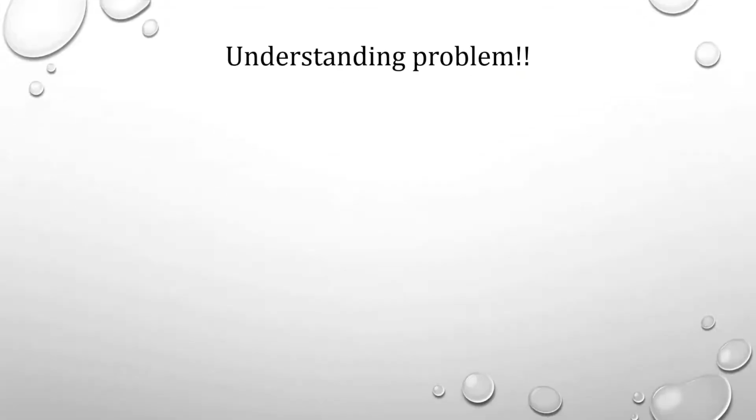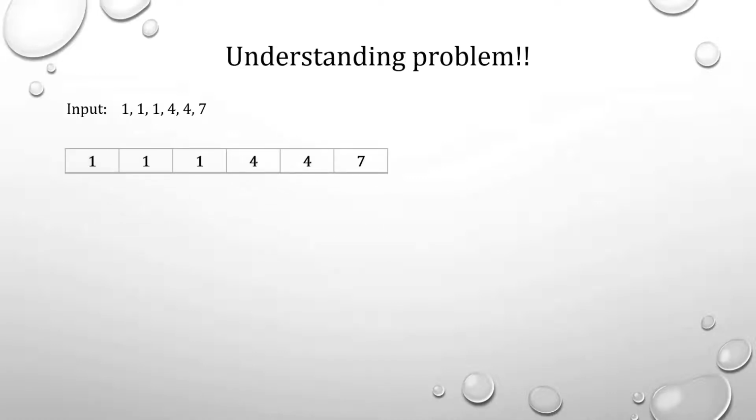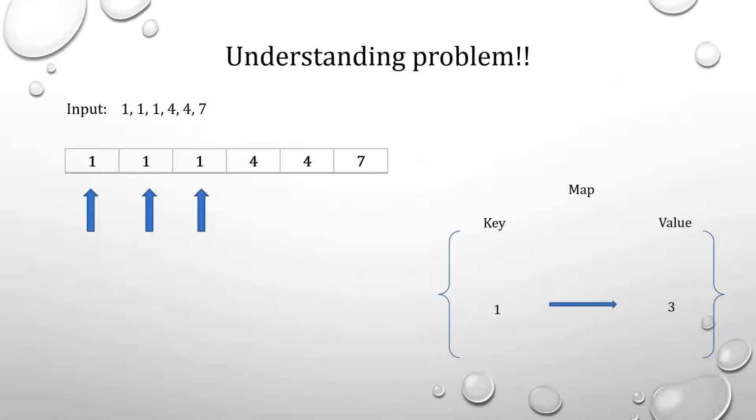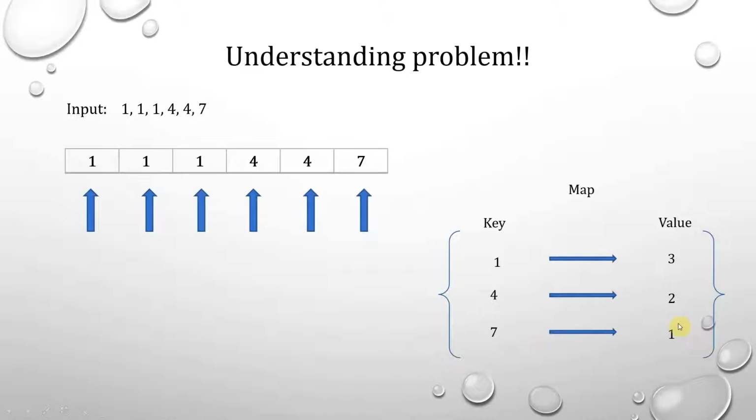Okay, let's try to understand it. For example, let's consider this input and spread that array out. We have to solve this using hash map. What that means is the occurrences of each element have to be unique. A hash map, or dictionary, will always have key-value pairs. The 1 in that array appears 3 times, so we're going to have a key of 1 and its value is going to be 3. How about 4? 4 appears twice, so the key is 4 and its value is 2. And for 7, we're going to have a key 7 and it appears once.